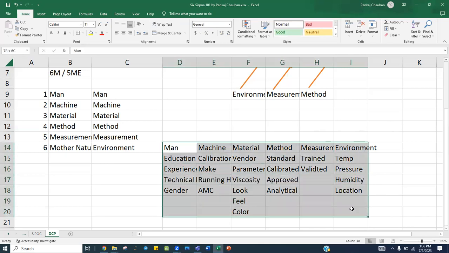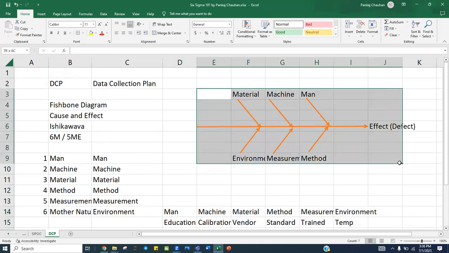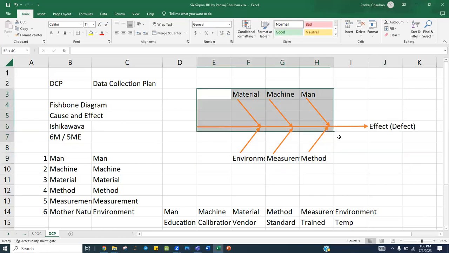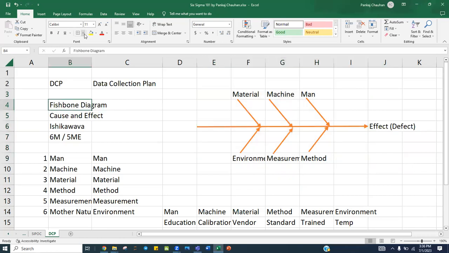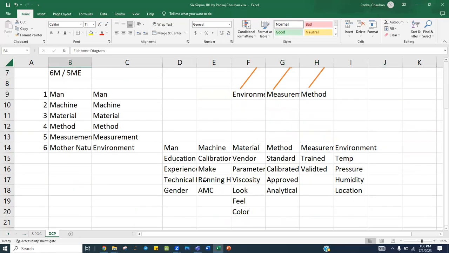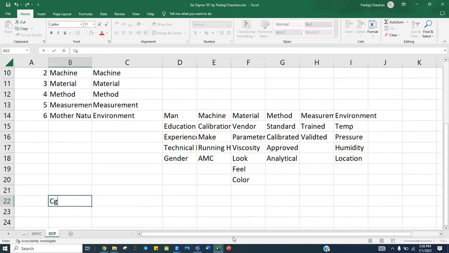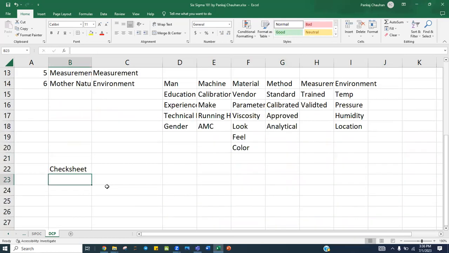So these are the areas we first identify, and then we start collecting the data. After this, another tool we will be using is the fishbone diagram, as in the 7QC tools as well. Next, we have to design a check sheet for this. So what is the check sheet? A check sheet is a specifically designed format for data collection.